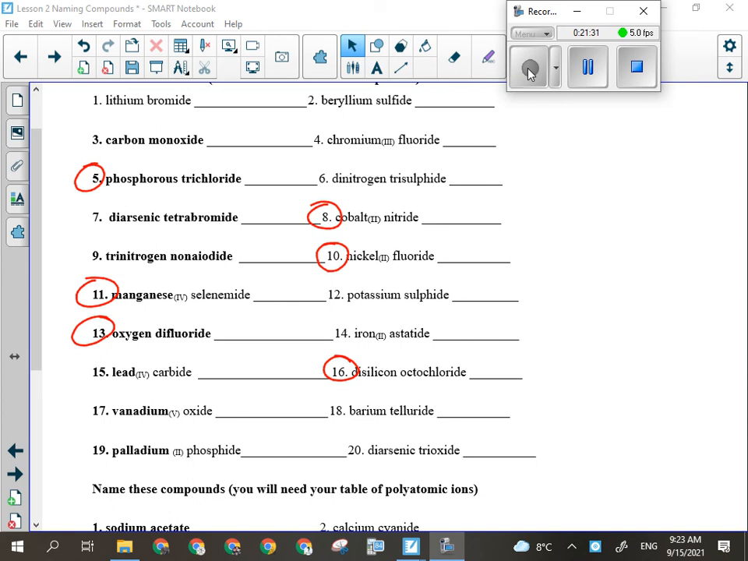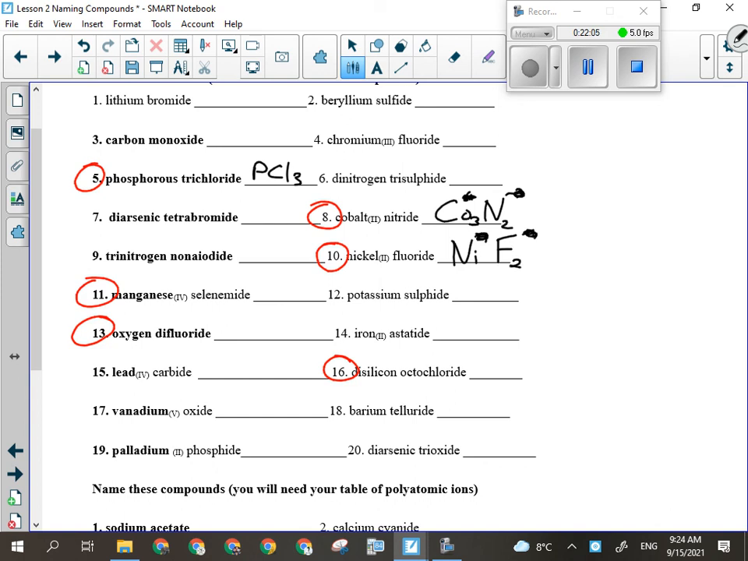Okay, so for number 5, we've got phosphorus trichloride, which is a molecular compound, 1 phosphorus, 3 chlorines. For number 8, we've got cobalt(II) nitride, so Co, it's a 2+ because the Roman numeral tells me that. The nitrogen's a 3-, so I get Co3N2 as my formula for that one. For number 2, similar idea. I've got nickel. The Roman numeral tells me it's the 2+ nickel. It's with fluorine, which is a 1-, so I'm going to have NiF2 for that one.